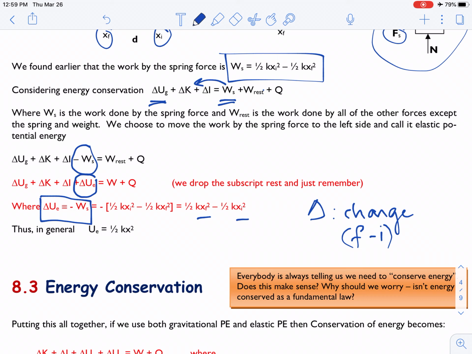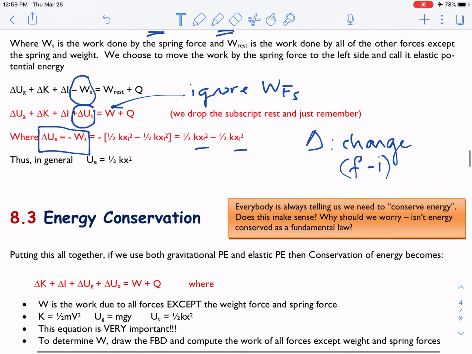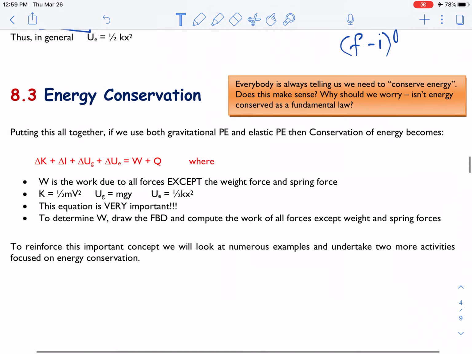Okay, and again, this work done ignores work done by the spring force, because it is now accounted for in the change in elastic potential. It's really important, and this is a bit tricky, so hopefully now we kind of see it.